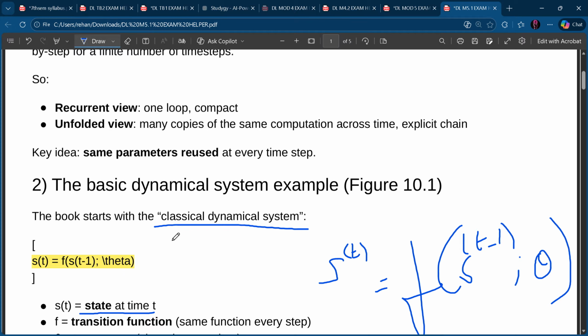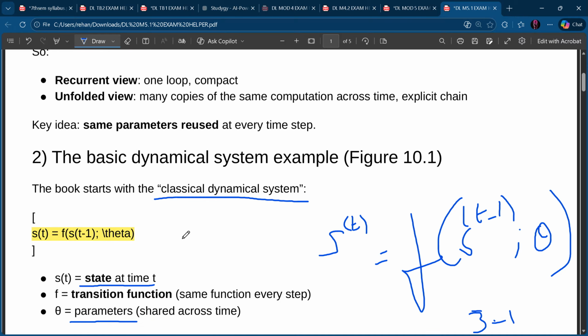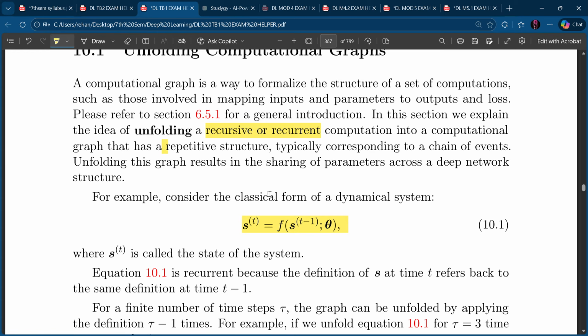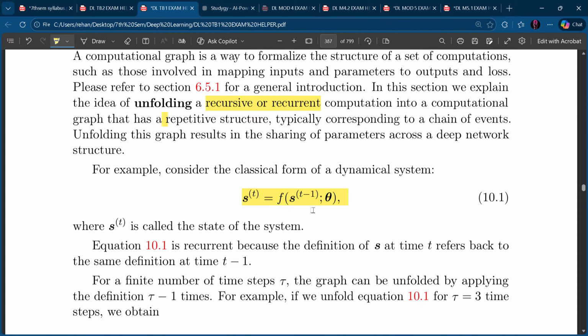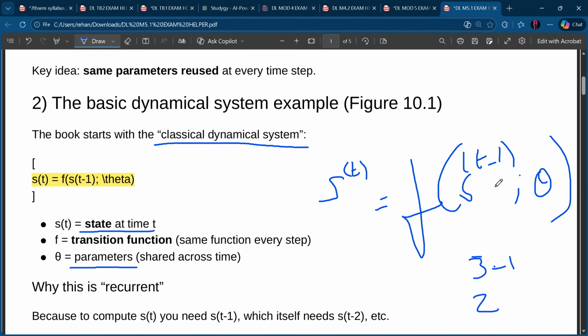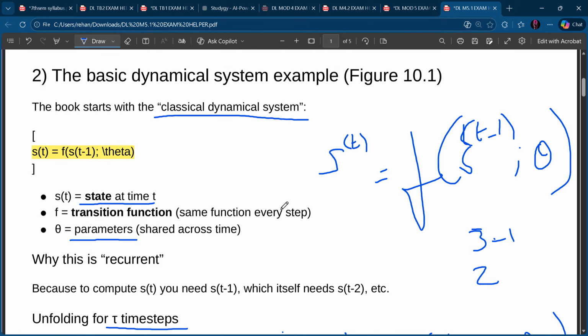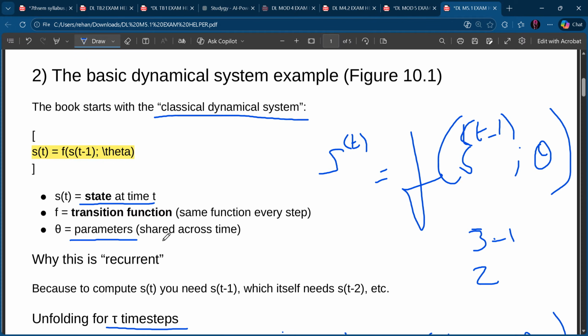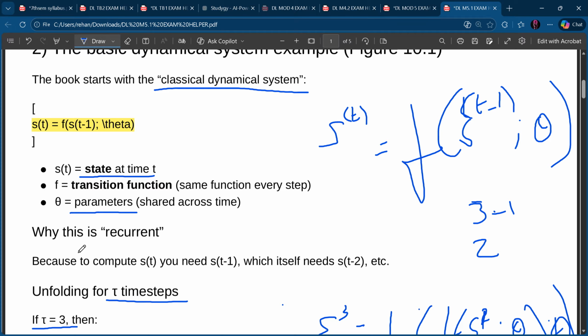You have to talk about the classical dynamical system and write this formula. If you can see here, it is highlighted over here. If the tab sharing doesn't record completely, I have written it over here exactly. This is the bracket. So what is s of t here? It is the state at time t. Then what is f? It is the transition function. Theta is a parameter which is shared across time. Same function every step.